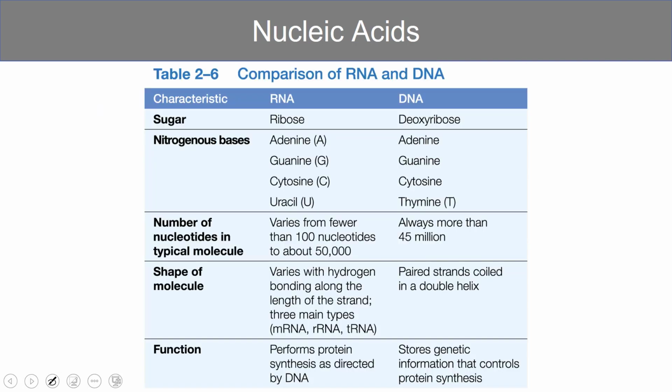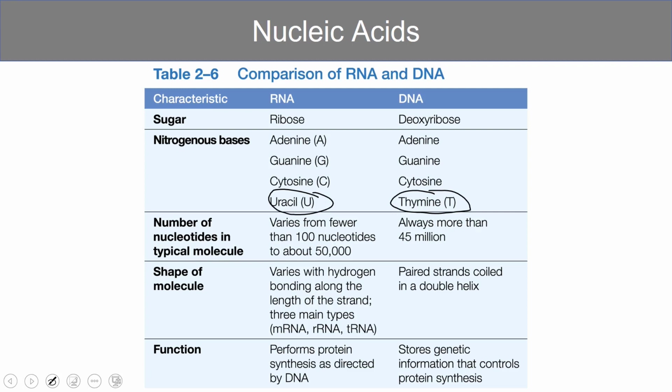This table compares RNA and DNA, and it's a pretty good summary. Remember, the sugar differs between these two molecules. In DNA, you have deoxyribose, and in RNA, you have ribose. The nitrogenous bases differ only in terms of this last one, where RNA contains uracil and DNA contains thymine. In terms of size, RNAs vary from fewer than 100 nucleotides to up to 50,000, while DNA is always more than 45 million. So DNA molecules are considerably larger.